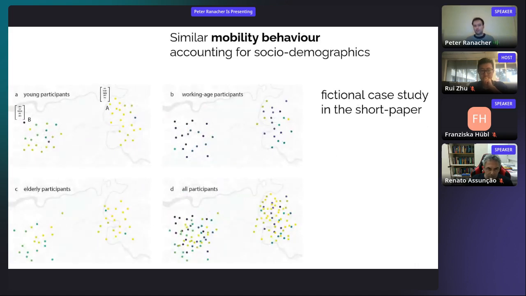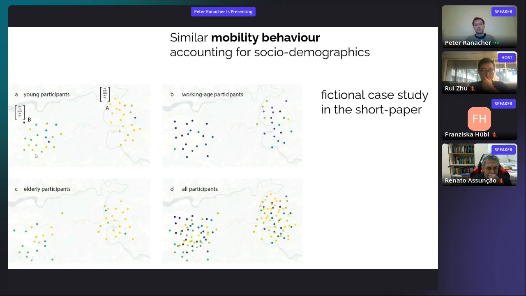In the short paper that we specifically made for this workshop, we came up with a fictional case study where we tried to cluster similar mobility behavior in space. We simulated the mobility behavior such that we had a confounding effect, and in this case, the confounding effect was given by sociodemographics. Specifically, we would have different age groups. So you see here the young participants, the working age participants, and the elderly participants. And these different age groups would each have a particular mobility pattern.